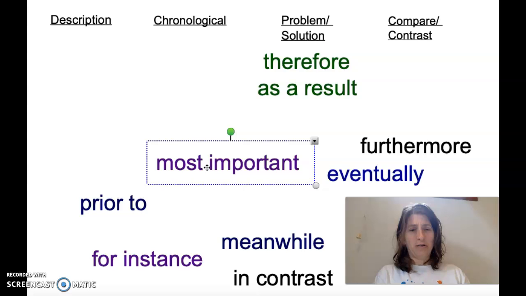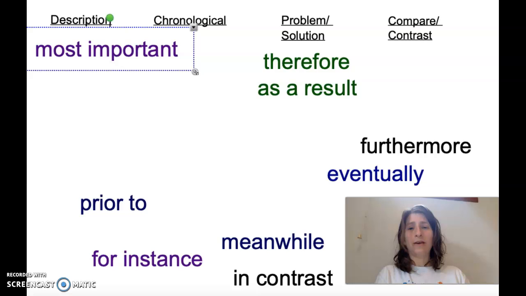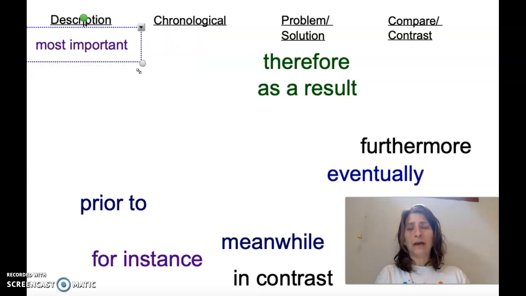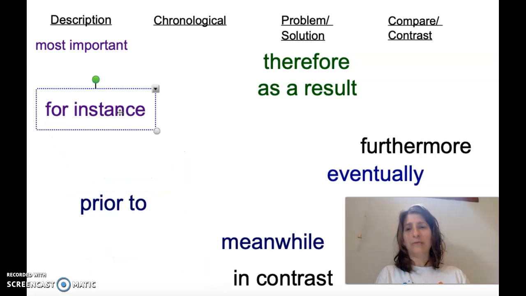Here are some more. Most important. If I'm talking about bats, for example, and I say, most importantly, bats eat insects. That would be, I'm describing them. So that would go over here next to or under description. For instance, or giving examples would be the same one.